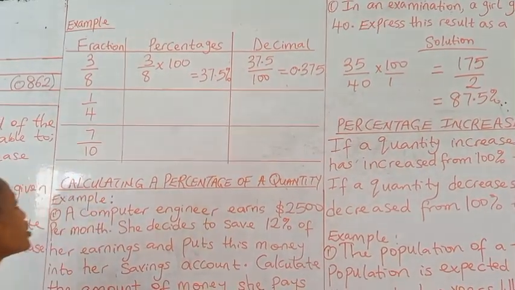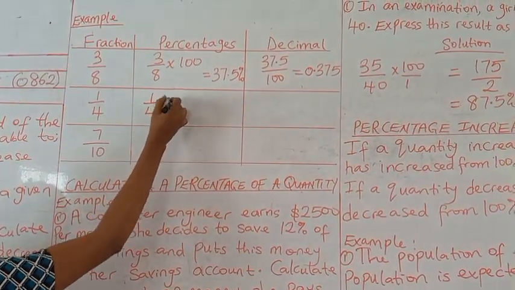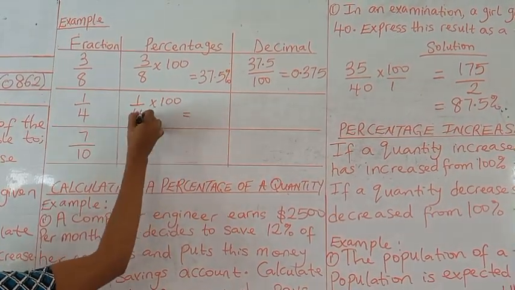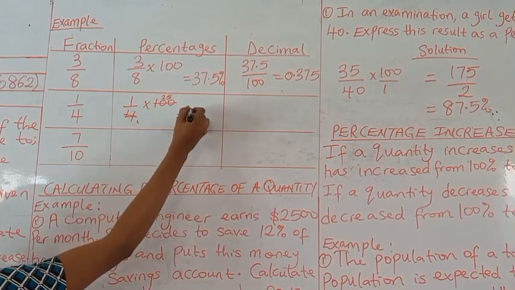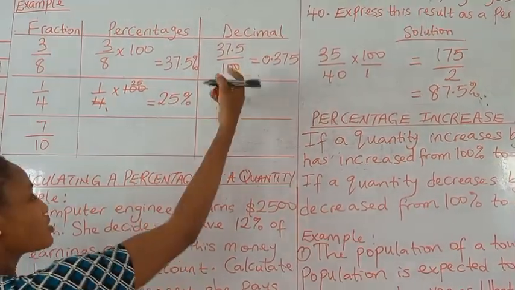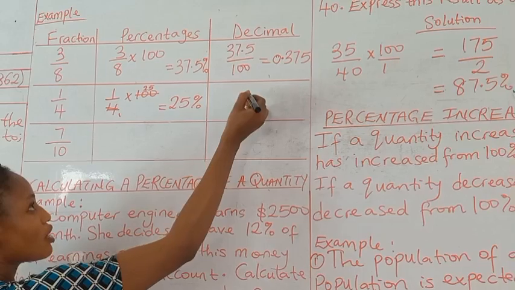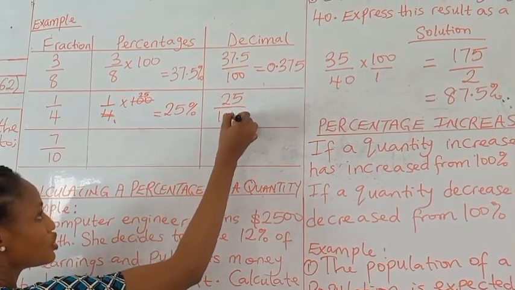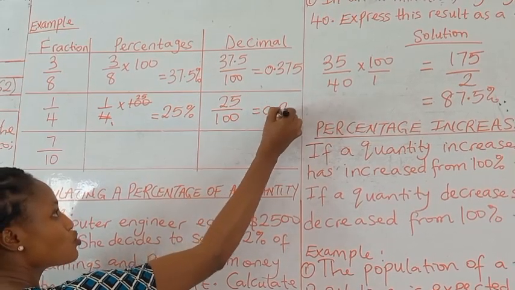Let's solve the remaining questions together. 1/4 times 100. 4 here, 1 in 100, 25. 1 times 25, that is 25%. 25% converted to decimal. First as a fraction, we have 25/100. That's 1 to 0.25.